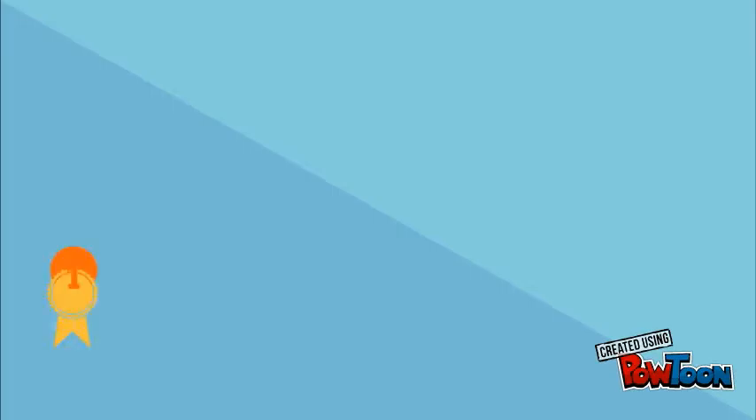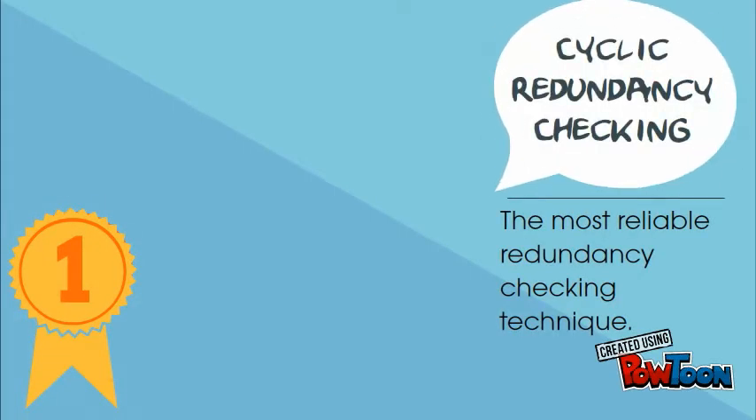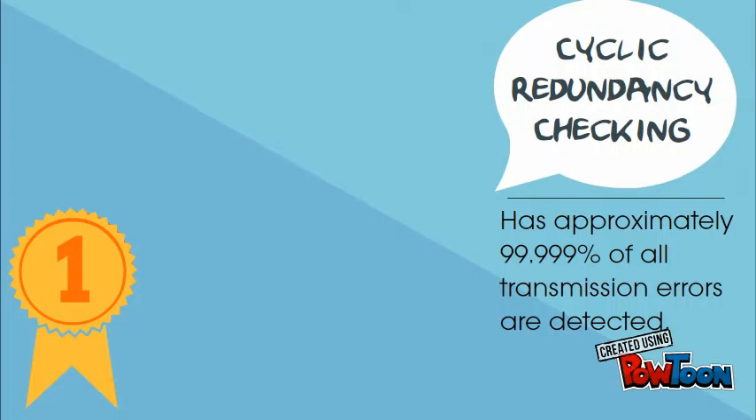And lastly, the cyclic redundancy checking. Cyclic redundancy checking is probably the most reliable redundancy checking technique for error detection and is a convolutional coding scheme. With CRC, approximately 99.999% of all transmission errors are detected.